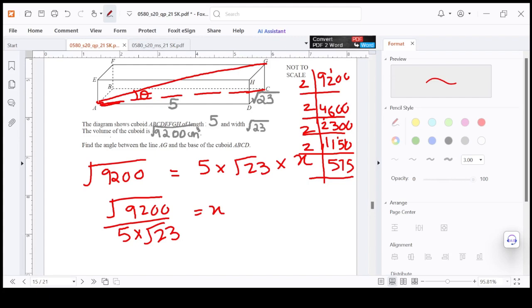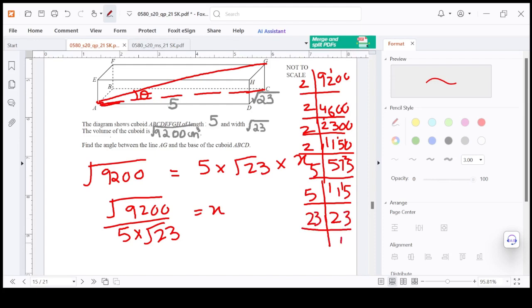Okay, so 9200 divided by 2 is right, divided by 2 is right, divided by 2 is right, divided by 2 is right. Next we divide this by 5. So 5 ones are 5, again 5 ones are 5, 6, 7, 2 is carried forward, and 25 divided by 5 is 5. This again gets divided by 5, and 23 is left.